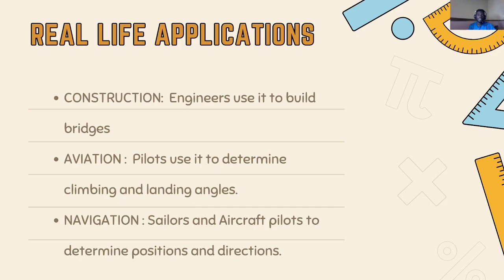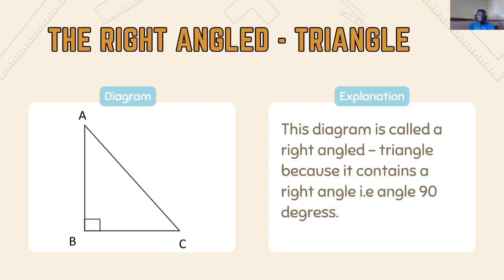In real life applications, trigonometry is used by engineers in construction to build bridges. It is used by pilots in aviation to find the climbing and landing angles. It is used by sailors in navigation to determine positions and directions.